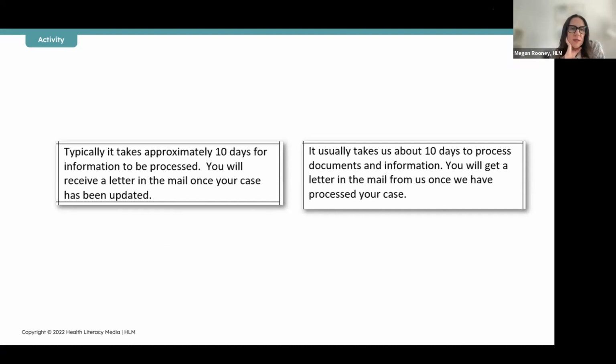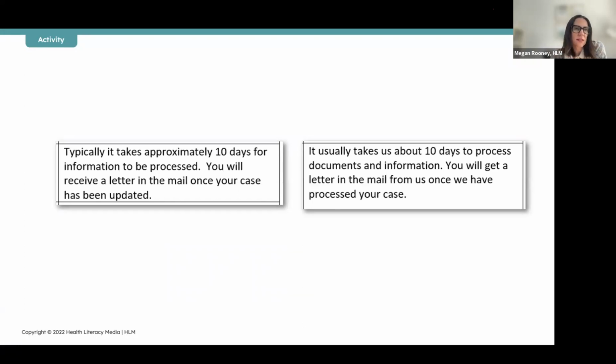So typically it takes approximately 10 days for information to be processed. You will receive a letter in the mail once your case has been updated. And the revision is, it usually takes us about 10 days to process documents and information. You will get a letter in the mail from us once we have processed your case.